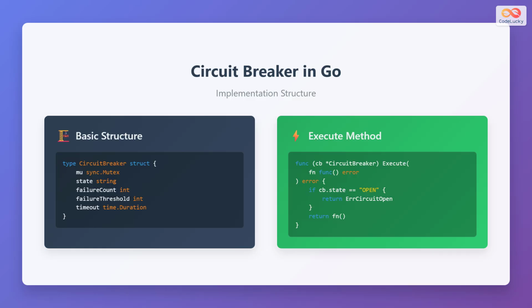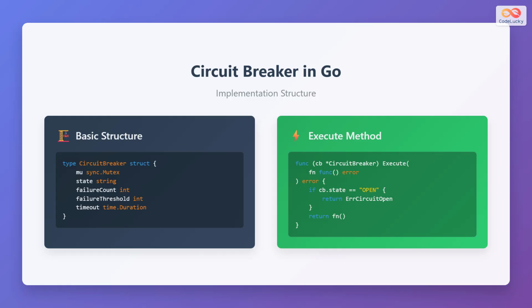Implementing a circuit breaker in Go requires defining a structure that maintains the breaker's state and configuration. The basic circuit breaker structure includes several key fields. A mutex for thread safety, since multiple goroutines might access the circuit breaker concurrently. A state field that tracks the current state as a string. A failure count that increments with each failure. A failure threshold that defines when to open the circuit. And a timeout duration that specifies how long to wait before transitioning from open to half-open state.